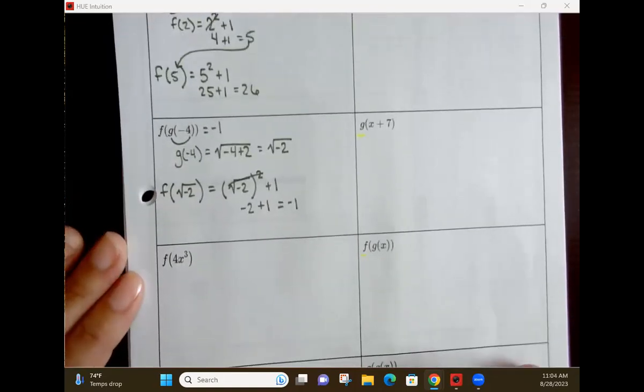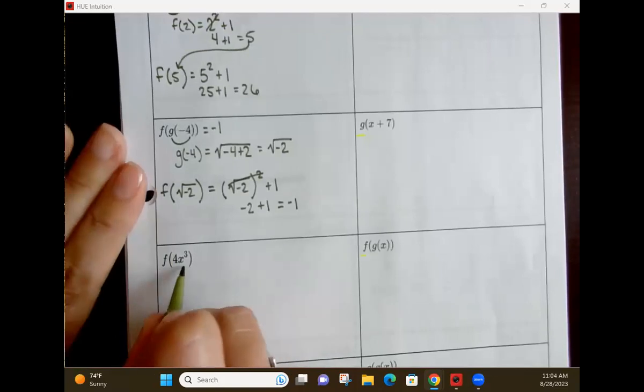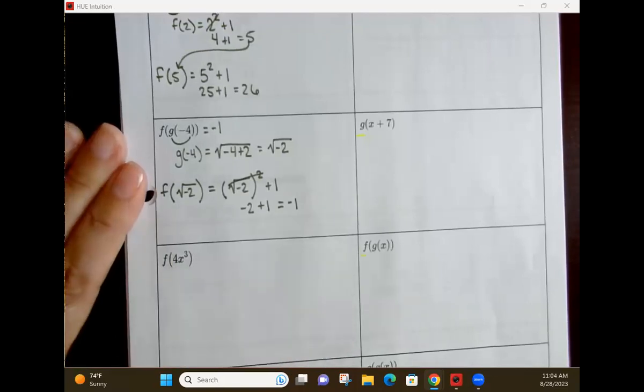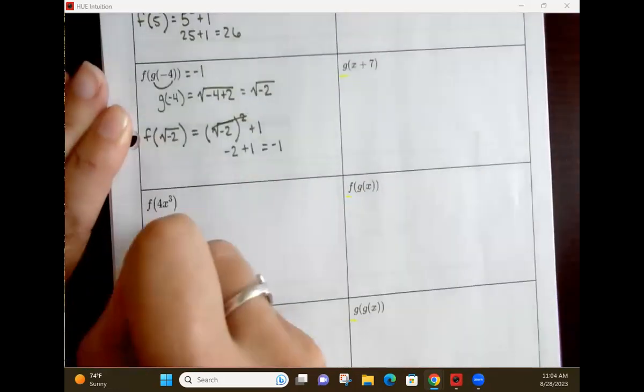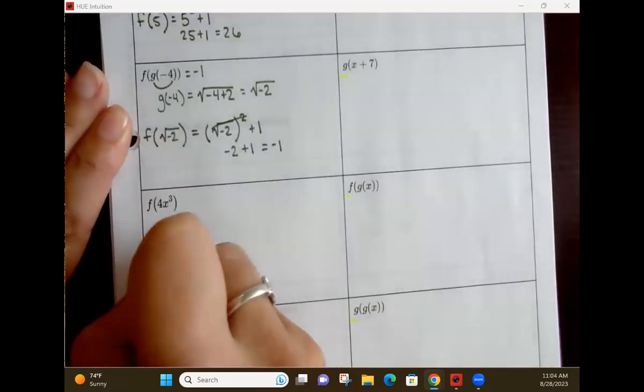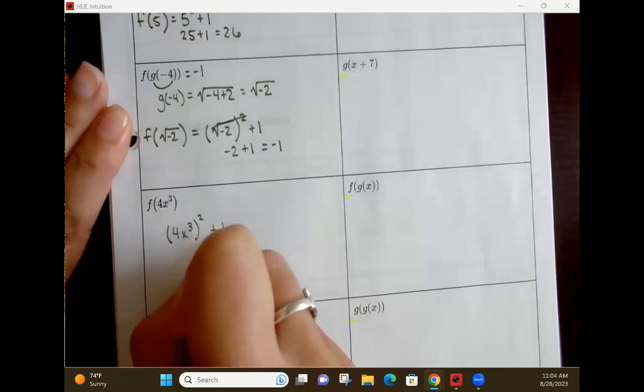Now let's try it with something that is not a value. Okay, we've got a variable in here, f of 4x cubed. Again, this one is not a composition, just evaluating f. We're gonna plug this in for x in our function f. So remember, f of x was x squared plus 1. So this would be 4x cubed squared plus 1.